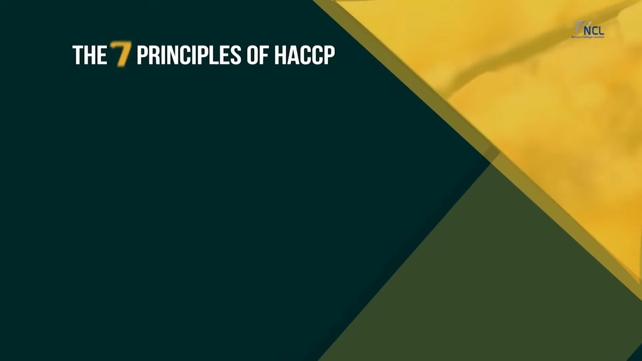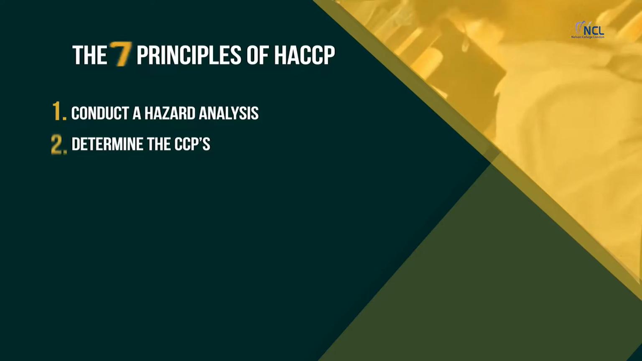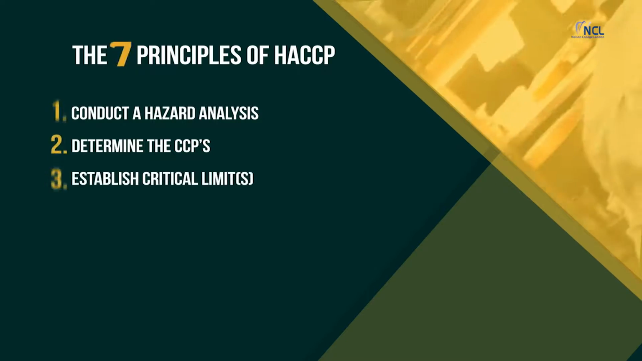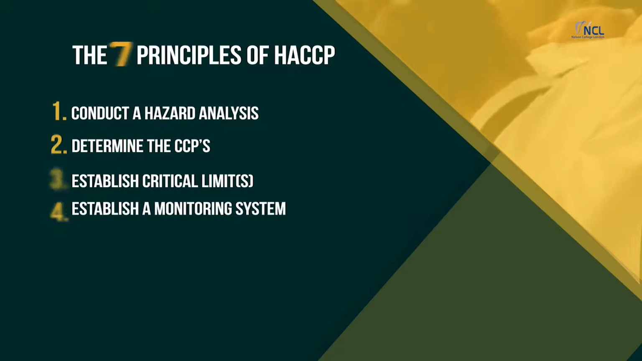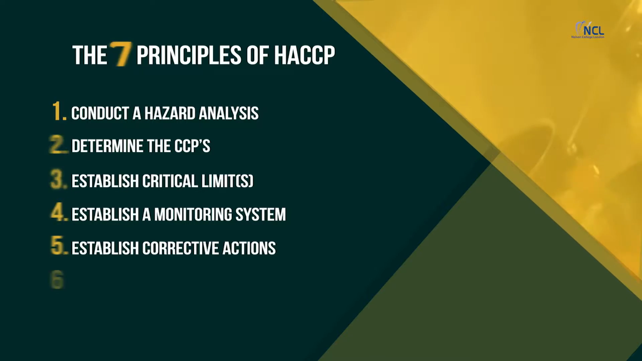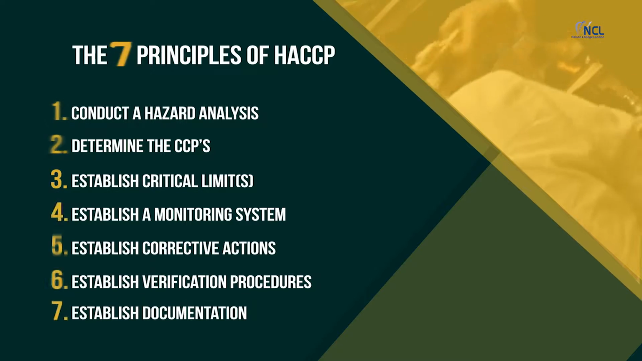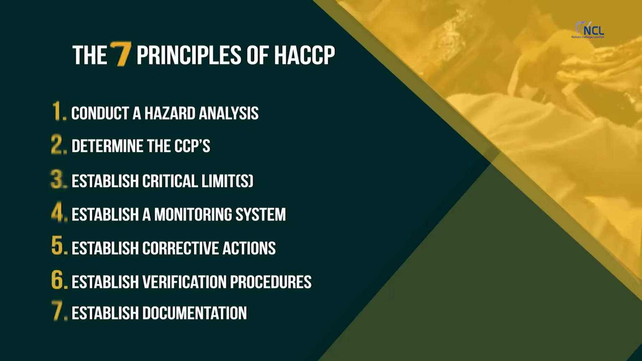The 7 principles of HACCP: conduct a hazard analysis, determine the CCPs, establish critical limits, establish a monitoring system, establish corrective actions, establish verification procedures, and establish documentation.